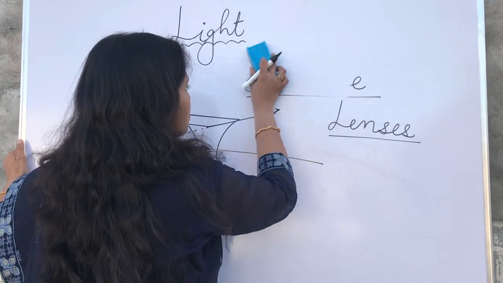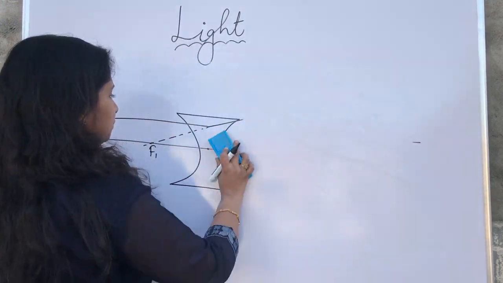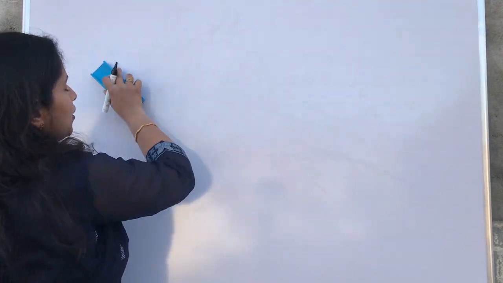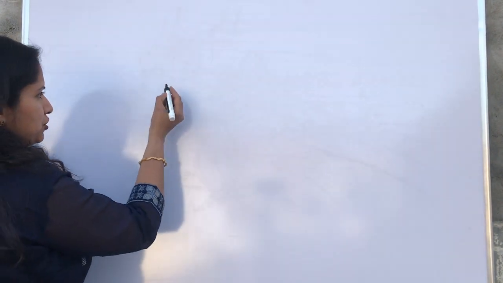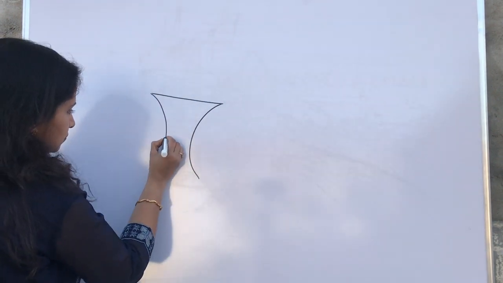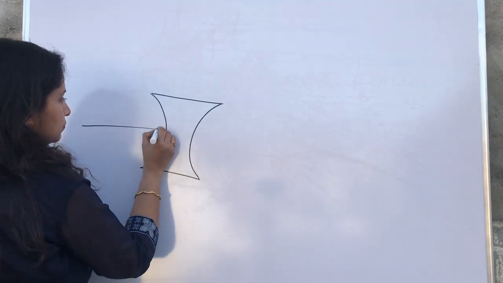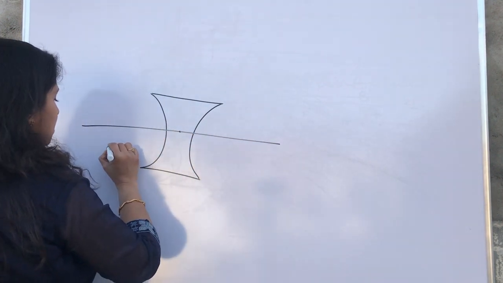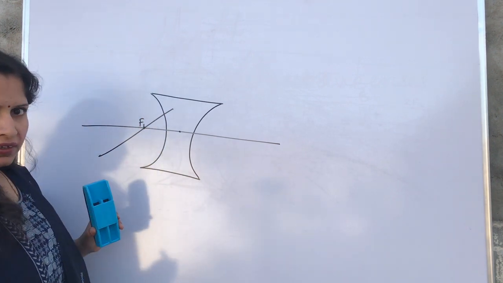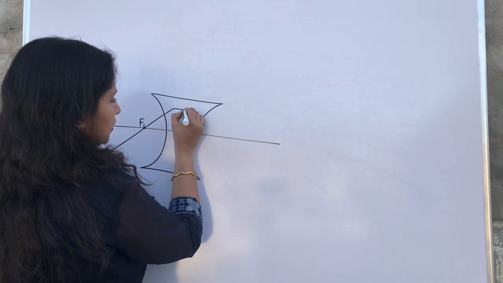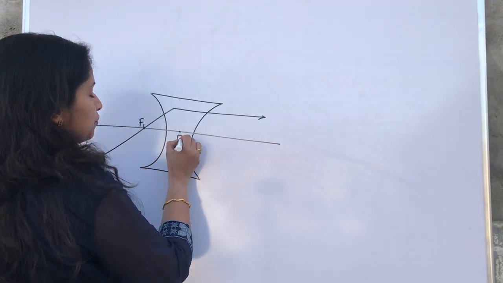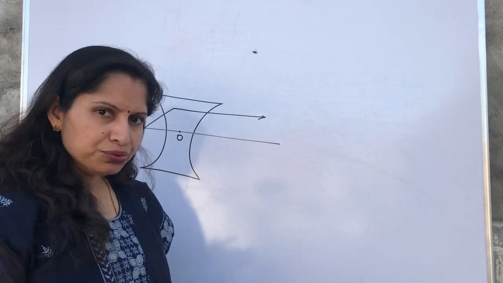The second rule, there are just 3 rules only. The second rule is just the opposite of the first one. If a light ray is passing through the focus F1, then after getting refracted from the lens, it will go parallel to the principal axis. That is rule number 2.